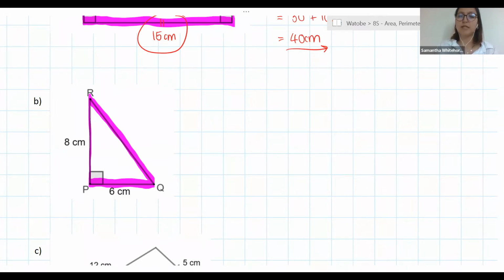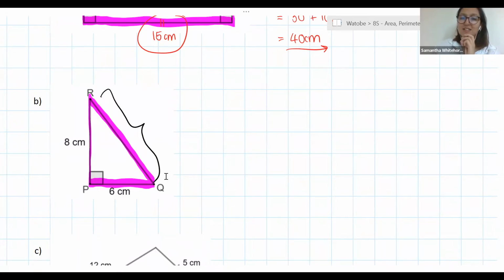Good. Okay, so I'm seeing lots of no's, which is excellent. We are missing the length RQ. Now again, pop it in the chat. How can I go and work out the length RQ? What do I know about finding lengths in right-angled triangles? What method can I use to go and work out that length?